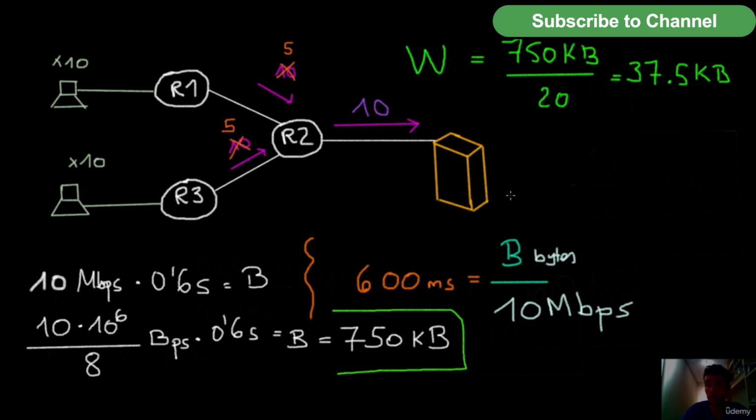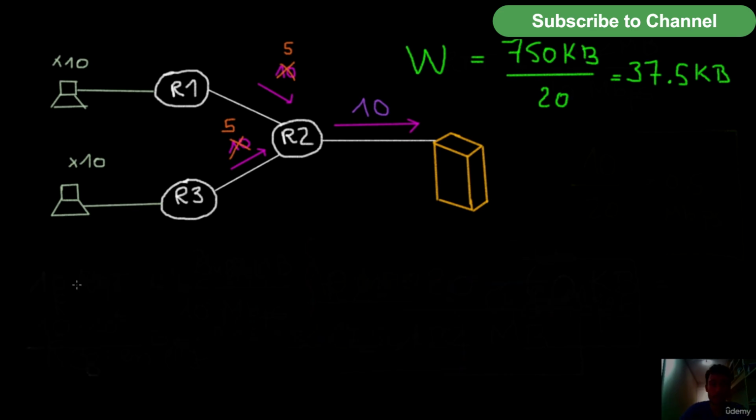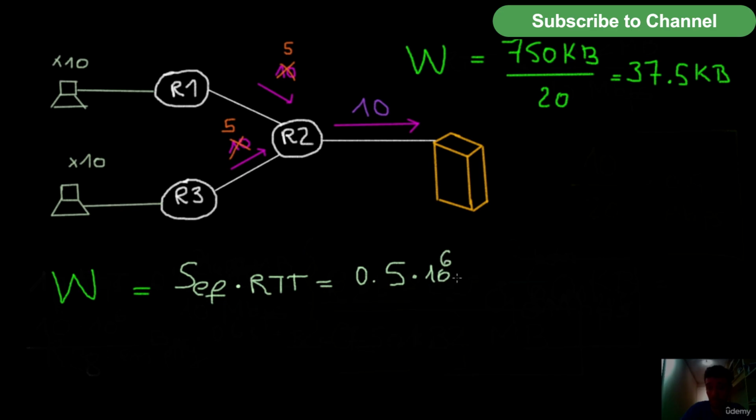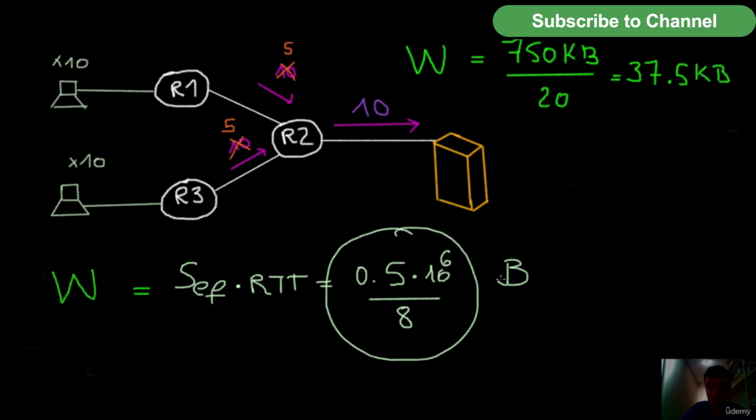But another way that we can reason about this is the following. The effective speed will be the average window divided by the round trip time. Therefore, we can calculate the window W as the effective speed multiplied by the round trip time. We already know the effective speed, 0.5 megabits per second. We multiply this by 10 raised to 6, the prefix mega, so now we have bits per second. If we divide this by 8, we have bytes per second.